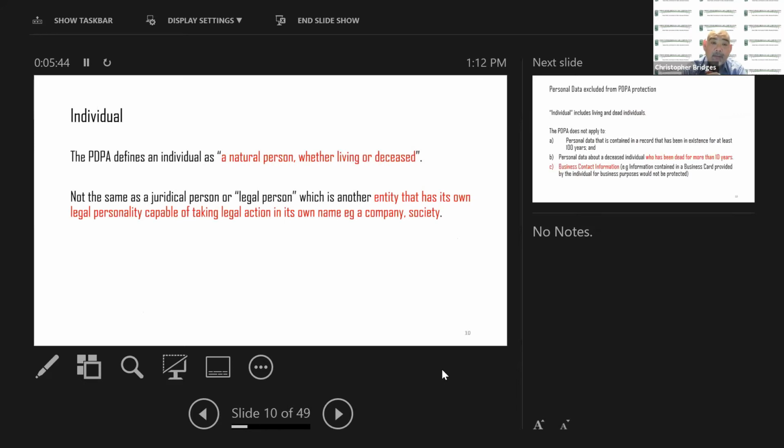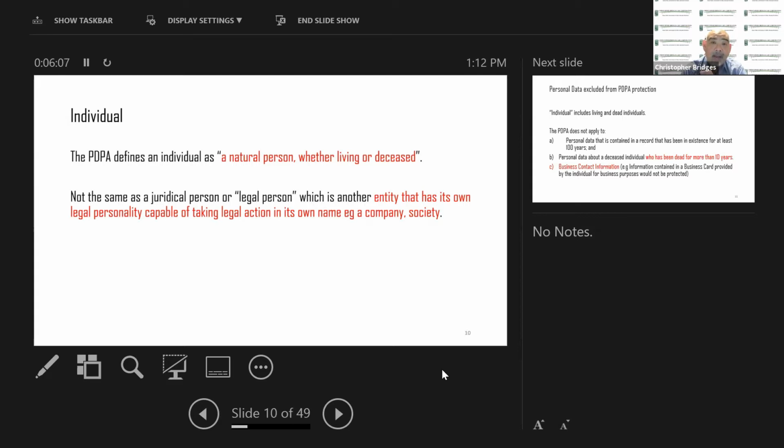So who is an individual who is protected? The PDPA defines the individual as a natural person, whether living or deceased. With regards to the deceased, there is a protection of 10 years after the person has passed on. His personal data is still protected.